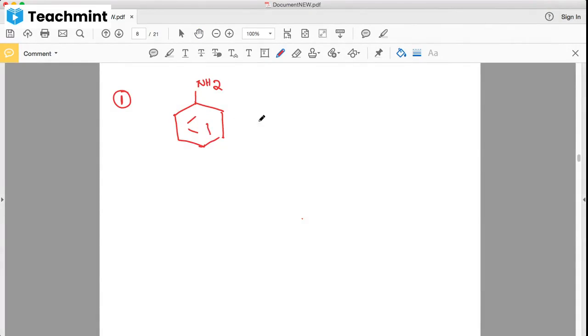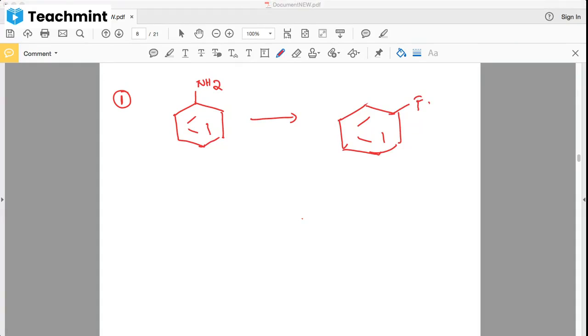You have aniline, convert to fluorobenzene. Aniline to fluorobenzene. Can anyone tell what could be the answer? We discussed many times. It has been called with some name, a very famous named reaction. Please discuss. Archita, I know that you can answer it. Venu.